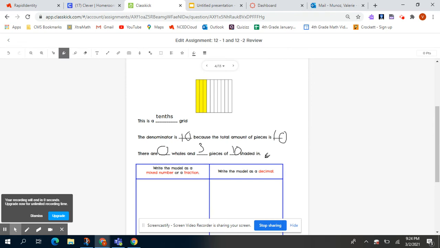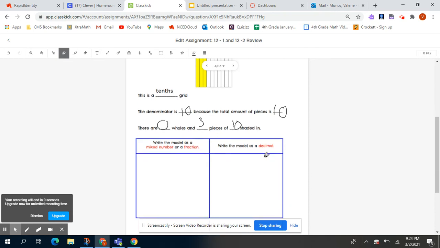So let's read this sentence again. This is a tenths grid. The denominator is 10 because the total amount of pieces is 10. There are 0 wholes, and 3 pieces of the 10 are shaded in.